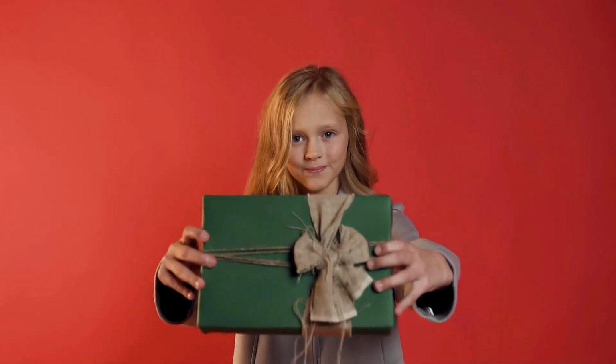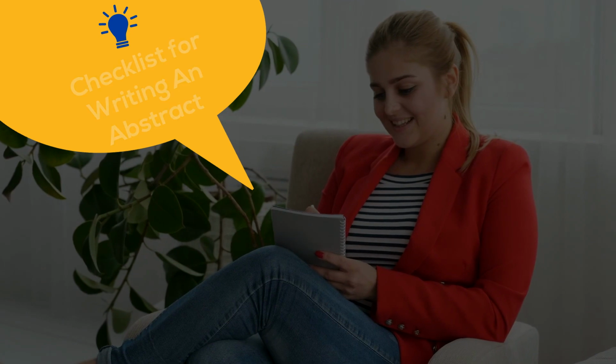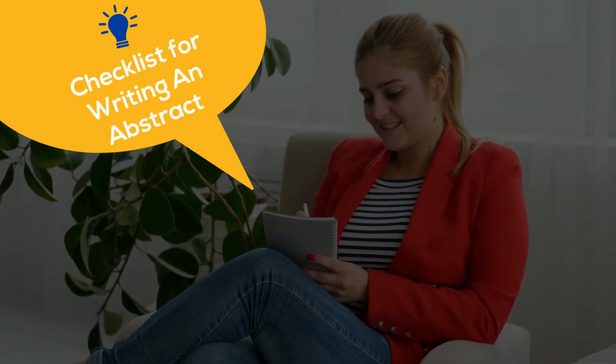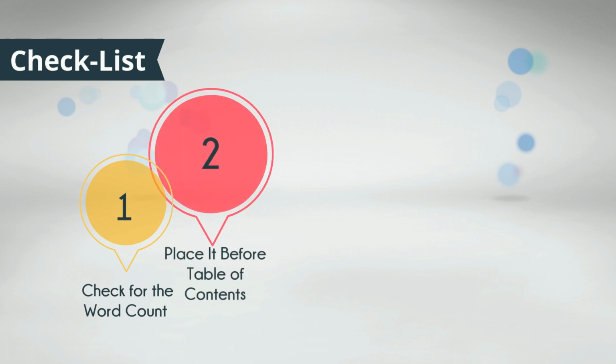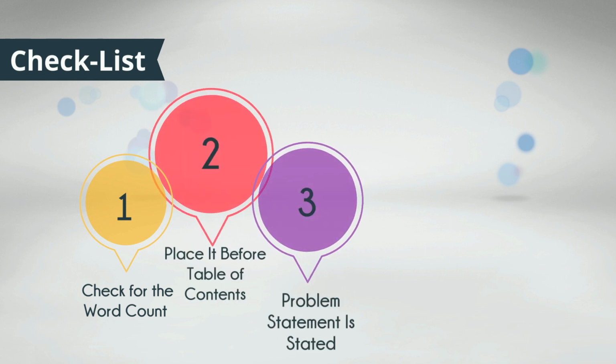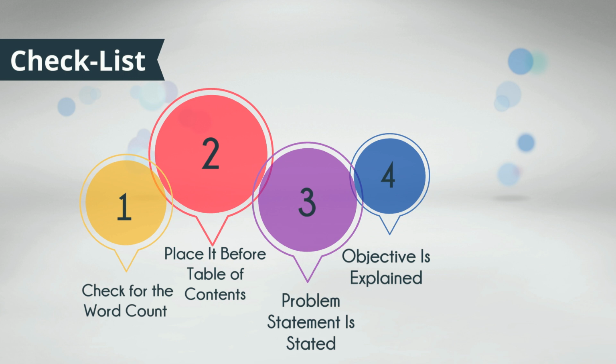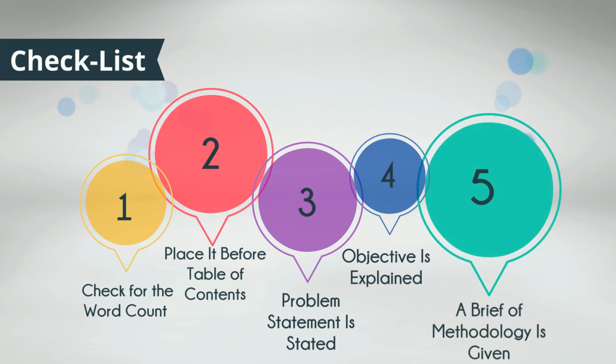Here is a bonus: a checklist for writing an abstract that would make things really easy for you. Check for the word count. Place it before the table of contents. Problem statement is stated. Objective is explained. A brief of methodology is given. Results are mentioned.